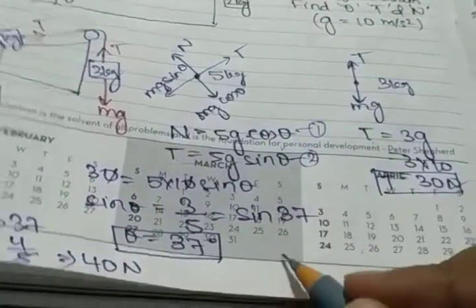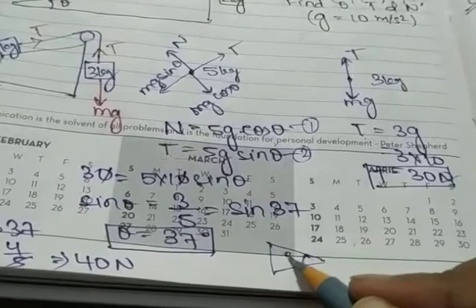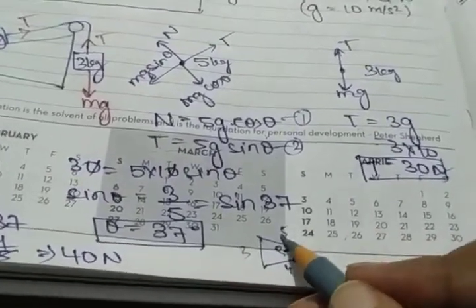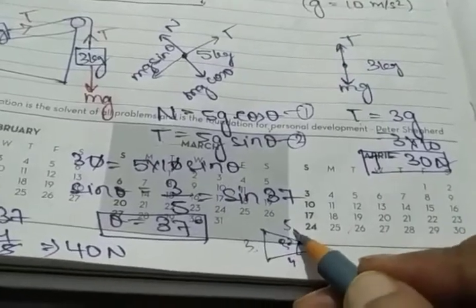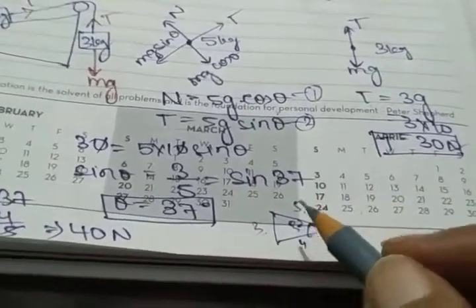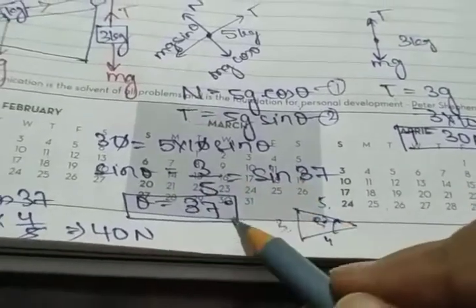So again, we'll go to the famous triangle. If this is 37 degrees, we know the sides will be 3, 4 and 5. So this is 5 and this is 3. 3 upon 5 is sin 37, yes or no? So theta will be equal to 37 degrees.